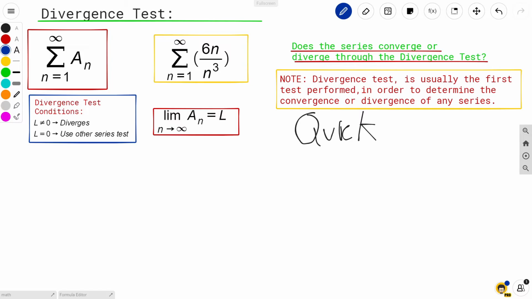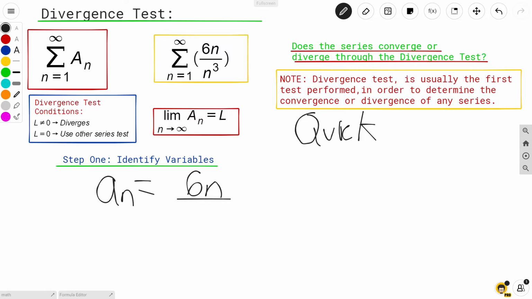So we have a series right here, 6n divided by n cubed, and we want to see if this series converges or diverges. The first thing we're going to do is simply identify a sub n. So identify all the variables, and in this case our variable is a sub n, and our a sub n is equal to 6n divided by n cubed.